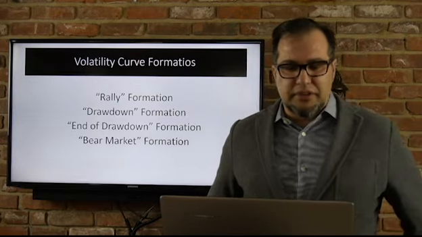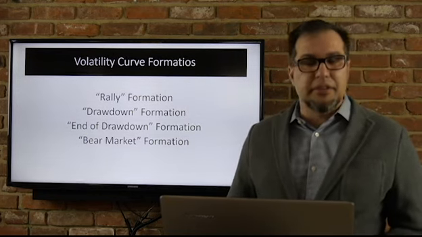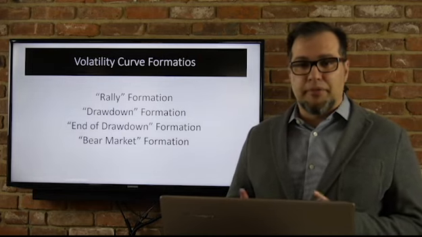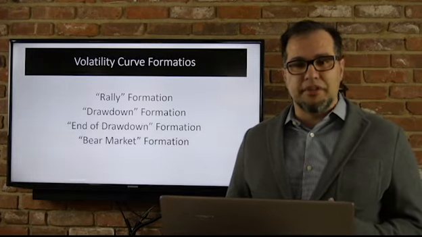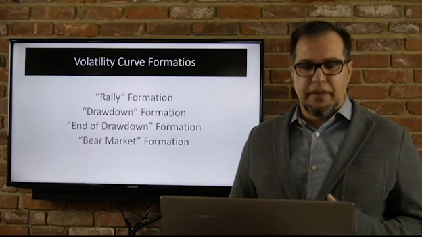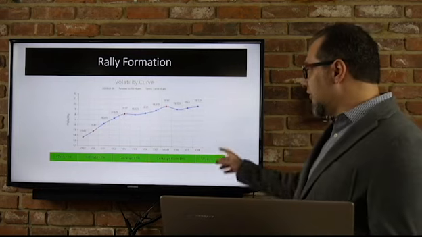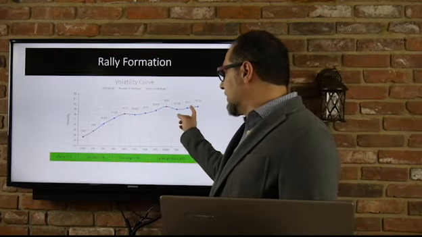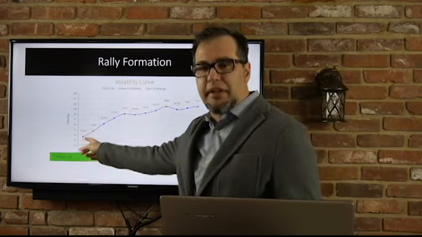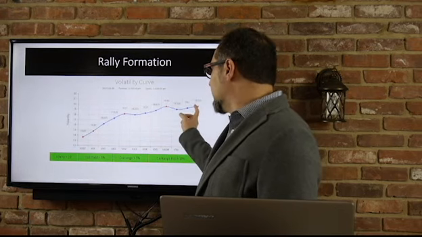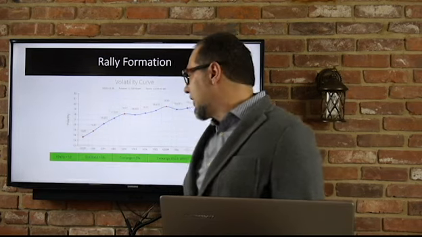Let's discuss the volatility curve in more detail. I have looked back in time and have determined that the volatility curve has 4 primary formations. There's the rally formation, there's the drawdown formation, there's the end of drawdown formation, and there's the so-called bear market formation. A rally formation is the formation we discussed as we introduced the VIX futures curve. It is usually when the volatility curve is upsloping like this, has a slight positive slope here, and then it really slopes down on the front end.